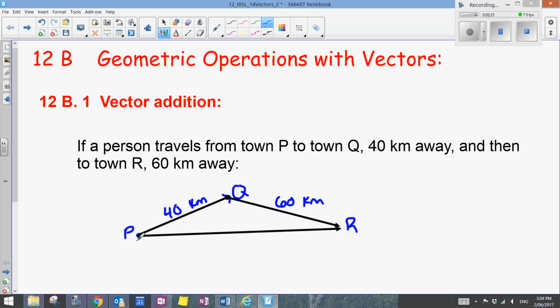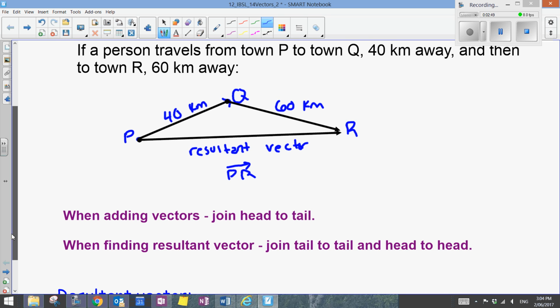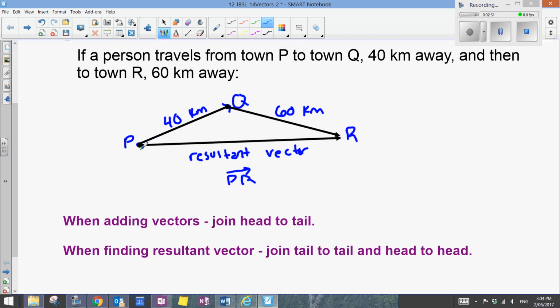So this vector that we finish with, no matter what direction you travel in, the vector that takes you from your initial position to your resulting position is called your resultant vector. So wherever you are, and whatever path you take, a straight line from your start to your finish is called your resultant vector. So that would be vector PR, okay, going from start to finish. If you think about displacement, we've been displaced from P to R.